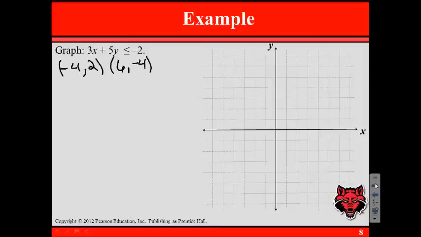So for (-4, 2), we go to the left 4, and then up 2. For (6, -4), we go to the right 6, and down 4. We look at the original inequality symbol. Because our inequality contained the or equal to, this is less than or equal to, we will have a solid line that connects these 2 points.